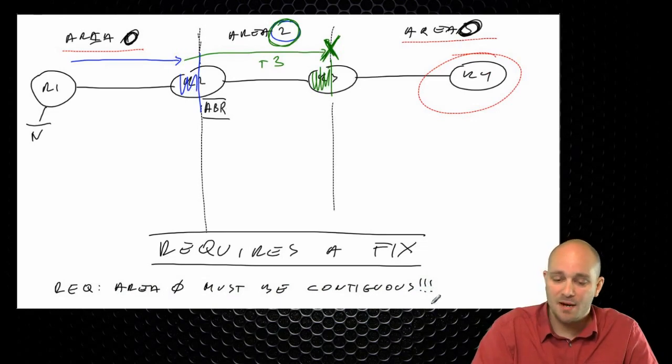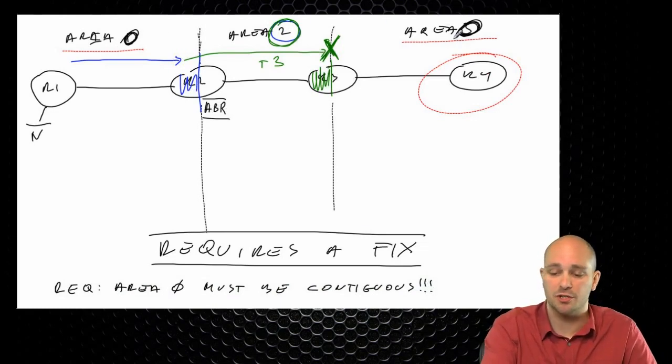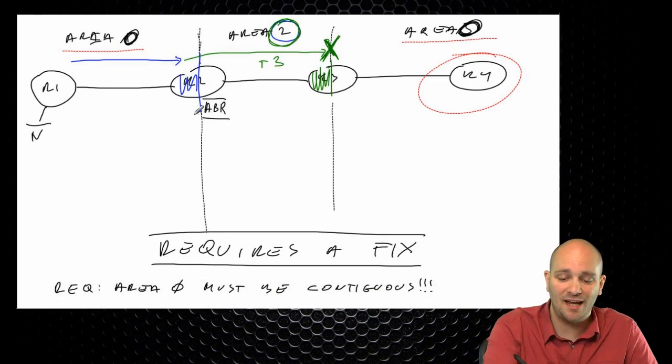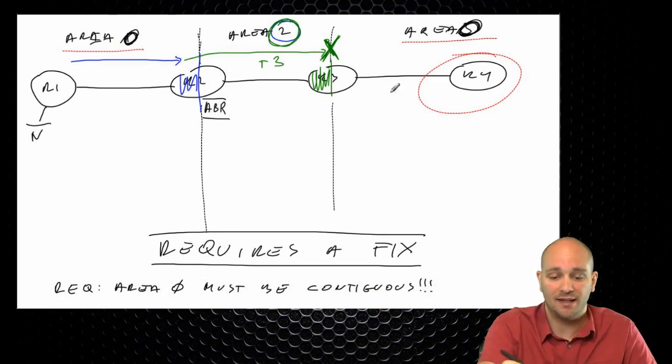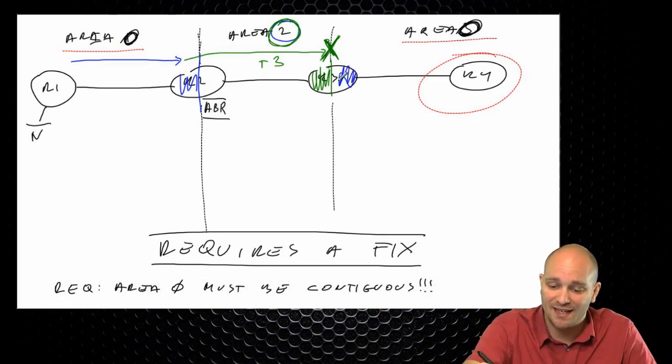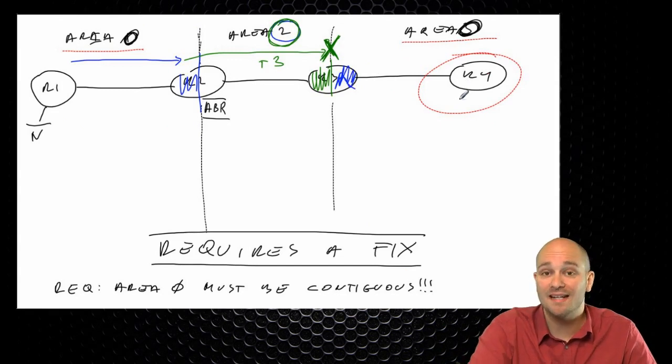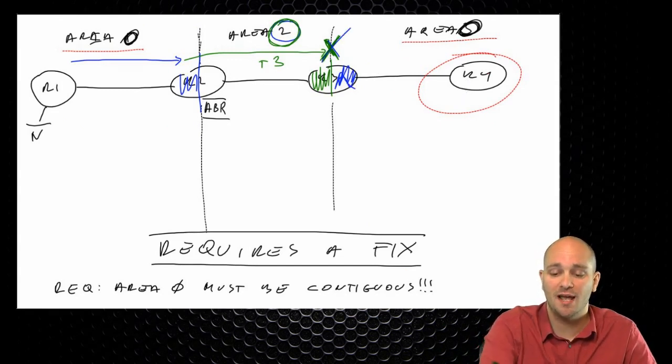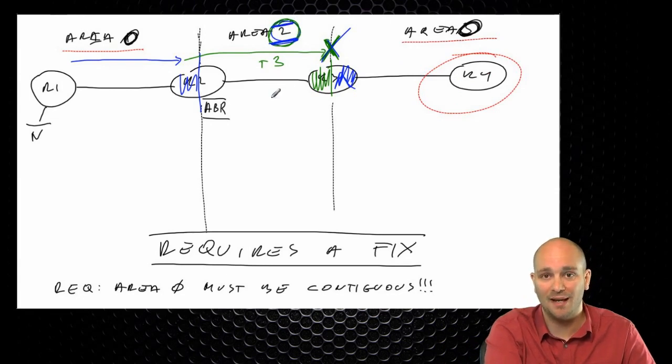That means that we must have uninterrupted connections between area 0. We cannot have a split brain like this. This is supposed to be the exact same database here, but it is not, because this router here cannot inject the type 3 LSA from a non-backbone area back into the backbone area because of the split horizon rule. So how do we fix this?